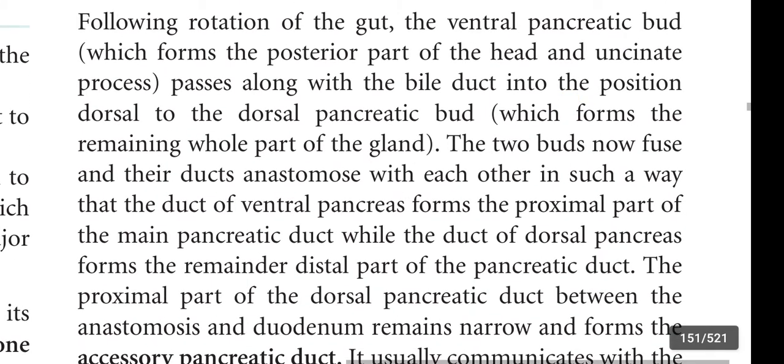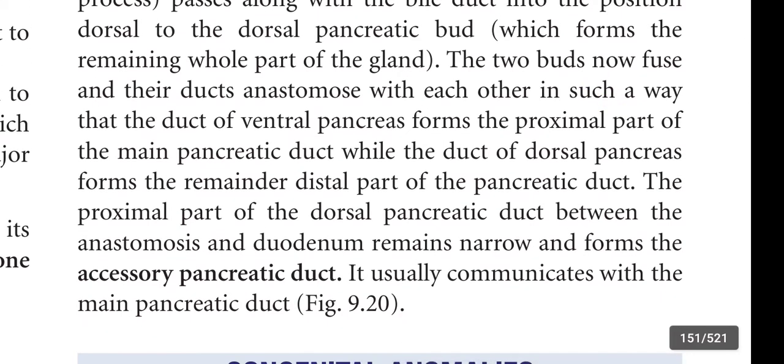The two buds now fuse and their ducts anastomose with each other in such a way that the duct of the ventral pancreas forms the proximal part of the main pancreatic duct, while the duct of the dorsal pancreas forms the remaining distal part of the pancreatic duct. The proximal part of the dorsal pancreatic duct between the anastomosis and duodenum remains narrow and forms the accessory pancreatic duct. It usually communicates with the main pancreatic duct. I think it is clear.